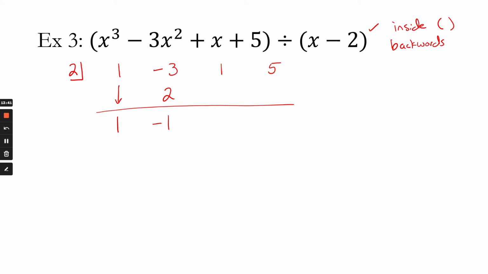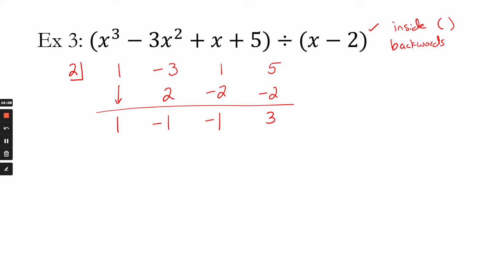And now I'm in the exact same spot as before. 2 times -1, move it over, we'll get -2. Add down, 1 minus 2 is -1. 2 times -1 again is -2. Add down, and you get 3. We are out of numbers, and so you are done with your problem.